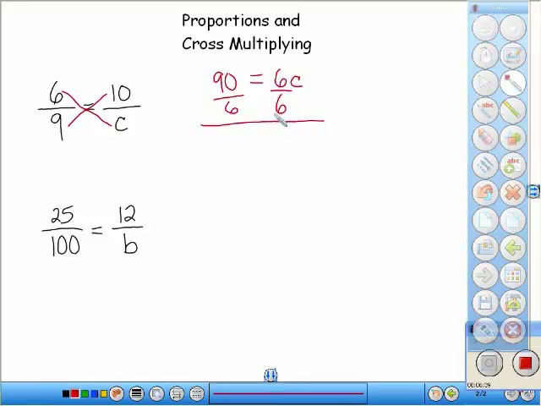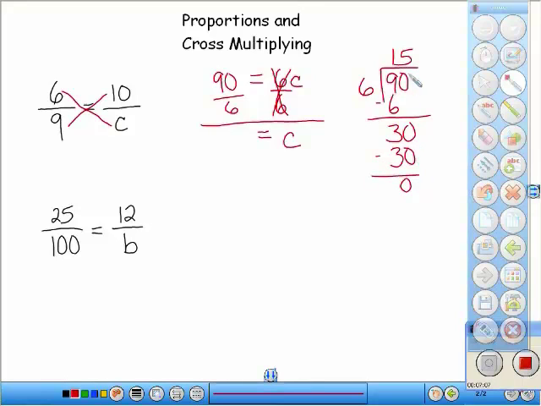So 6 divided by 6 is 1. And 1 times c is c. So I just got rid of that 6. So now c equals 90 divided by 6. 90 divided by 6, if we take a look here, doing my little division off to the side, bring the 0 down, 6 goes into 30, 5 times, with a remainder of 0. So 15 is my answer. So 90 divided by 6 is 15, so c, this missing number of my fraction, would be 15.